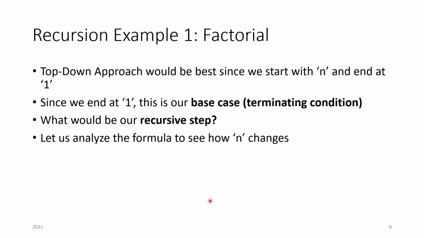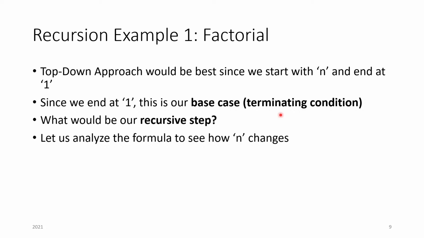In doing this particular problem, the top-down approach is going to be the best, because we saw that for n factorial, we start at n, and we go n minus 1, n minus 2, all the way down to 1. The last case, where we end in the top-down approach, is what we refer to as our base case, or terminating condition, which is going to stop our recursion altogether.